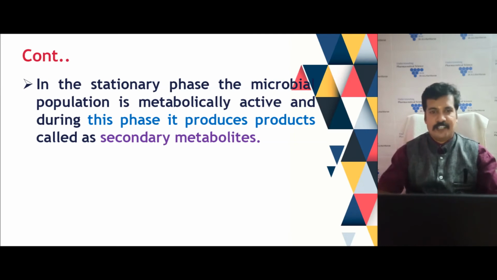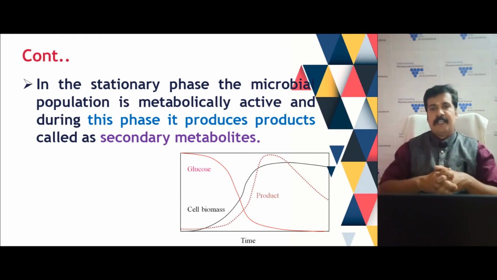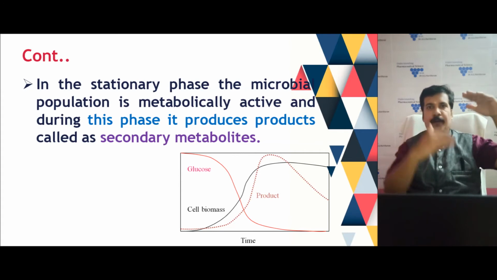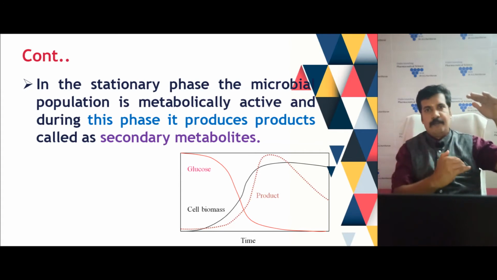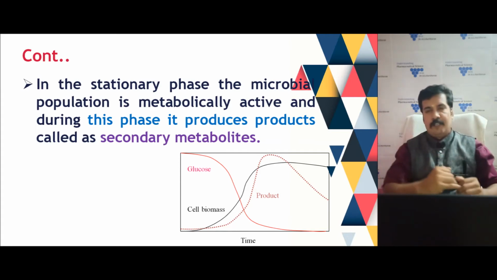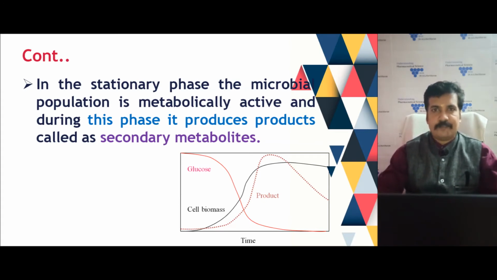In this picture, you can see what is happening in the process. Initially the nutrient level, glucose, will be high, and the biomass, that is the microbial cells, will be low. As time goes, it consumes these nutrients, then the curve will start elongating. Once it reaches the stationary phase, the product formation will start growing. So you can see both the curves.